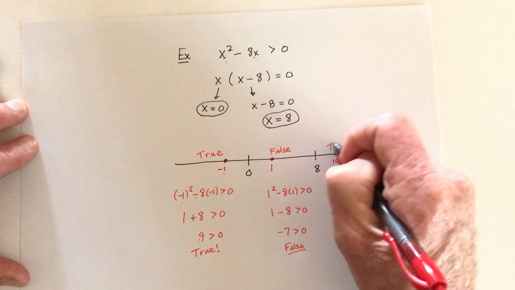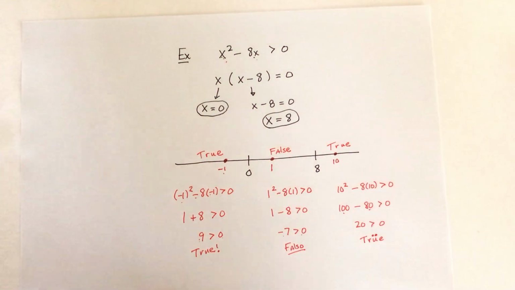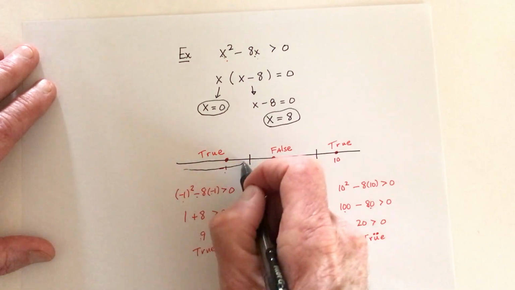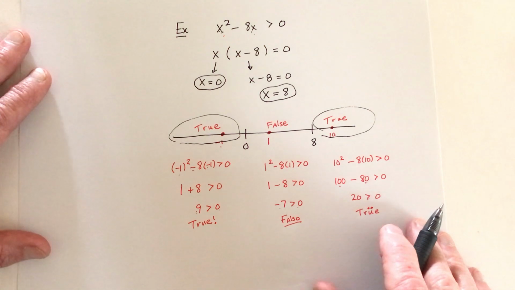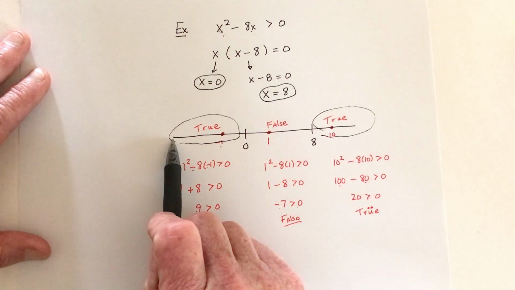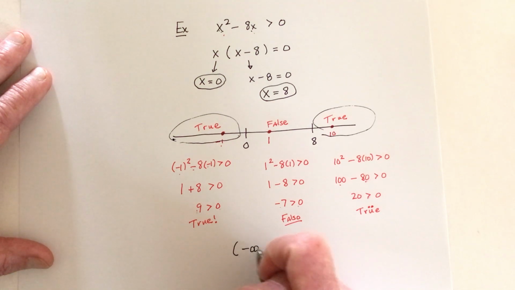So that means everything over here would make it true. And then finally, put your answer in interval notation. So we have this interval makes it true, and this interval makes it true. So this side would go from -infinity up to 0. So from -infinity up to 0.